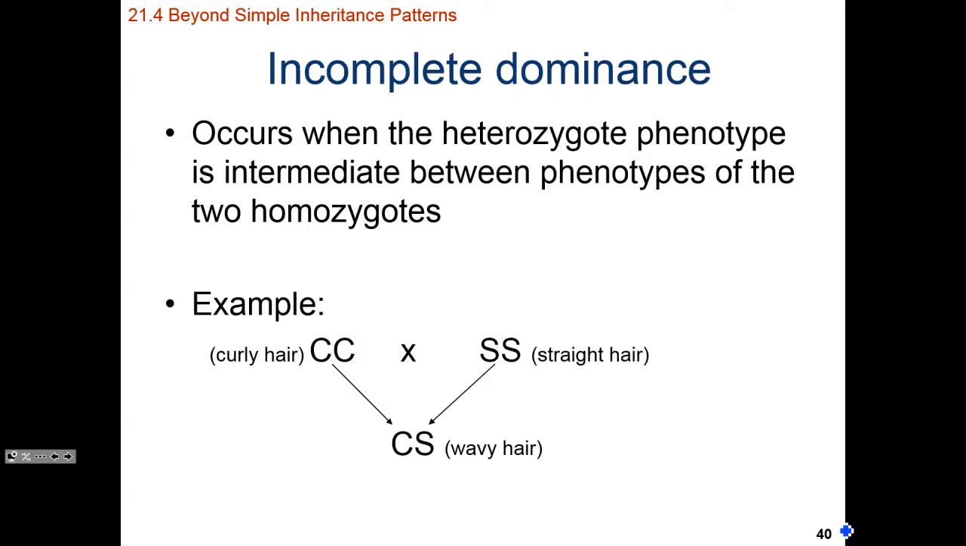We also have incomplete dominance. This is not a dominant or recessive. This is more of a blending of the traits. So if you have someone with curly hair reproduce with someone with straight hair, their children or child would have wavy hair. It's not completely straight, not completely curly, it's something in between.